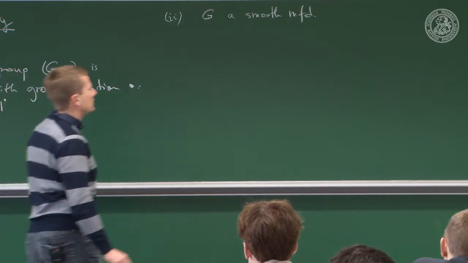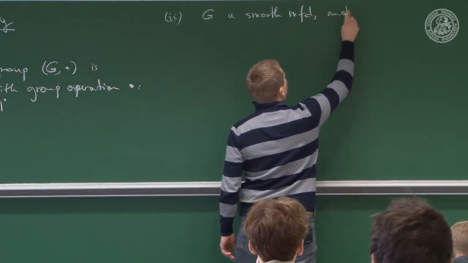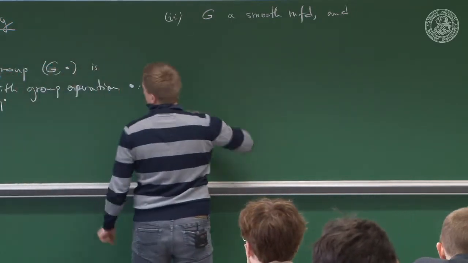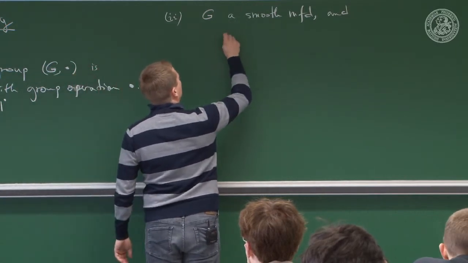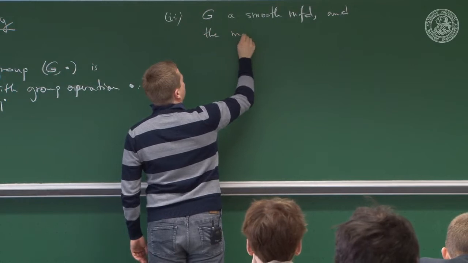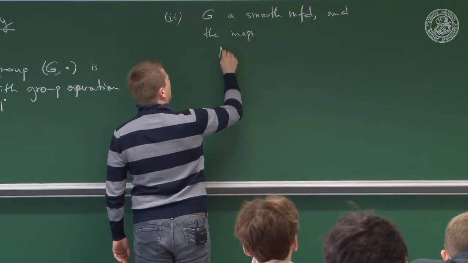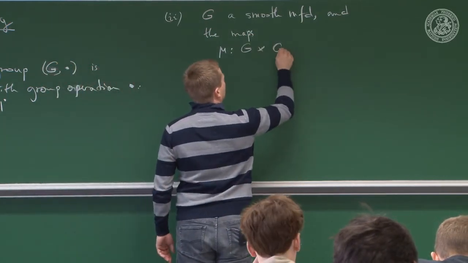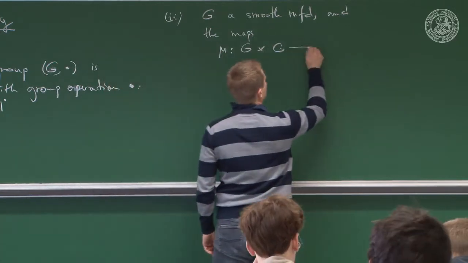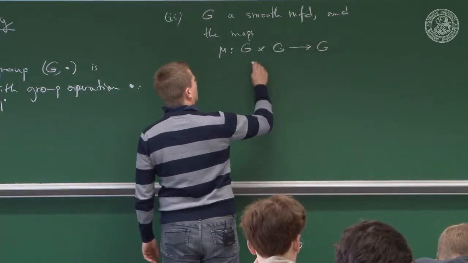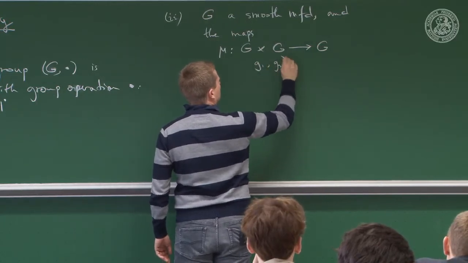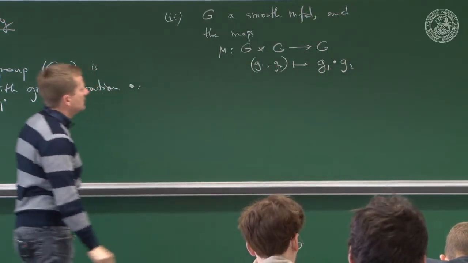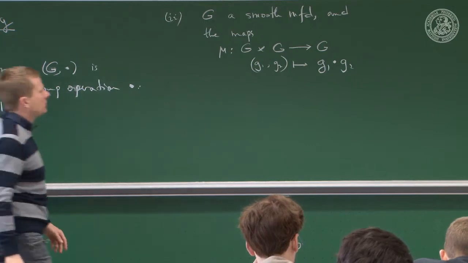G is a smooth manifold, and that's not all of it. The blob operation we can encode in a map. And there are actually two maps we're considering. The first one we call mu, like multiplication. Mu takes a pair of elements in G and sends it to G, by sending g1, g2 to the blob product of the two. That's a map, and that's just a group operation.